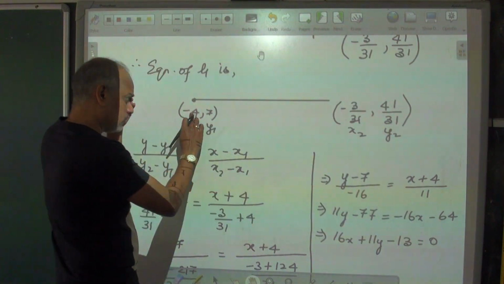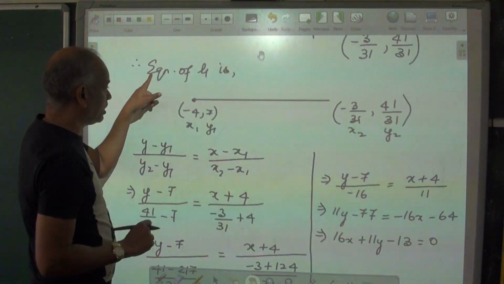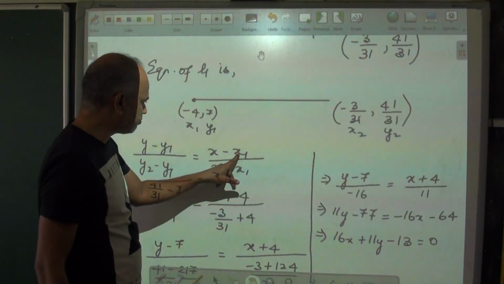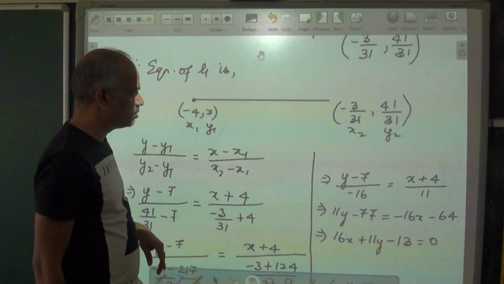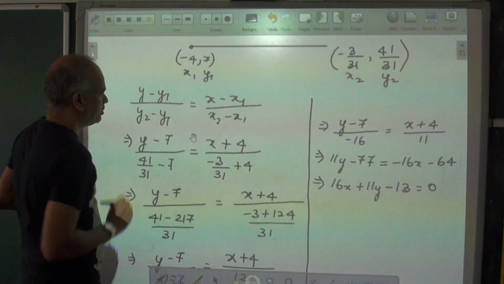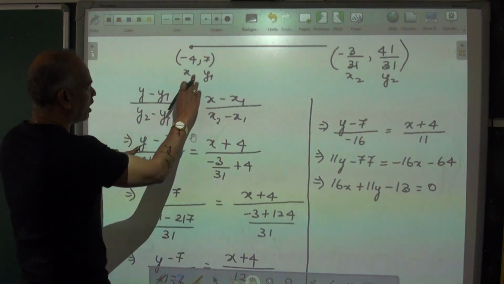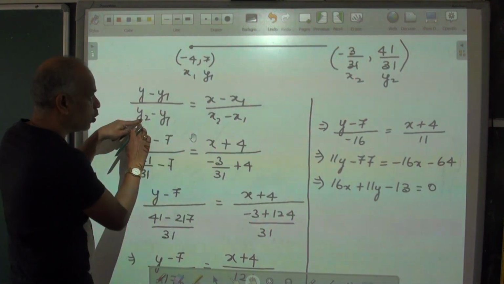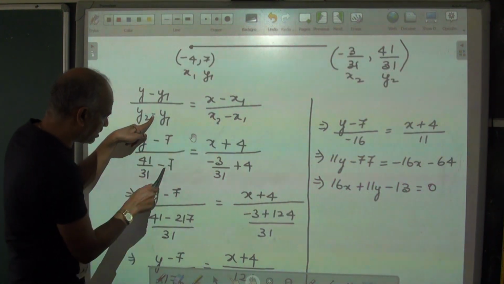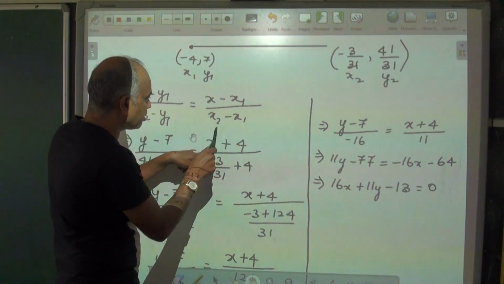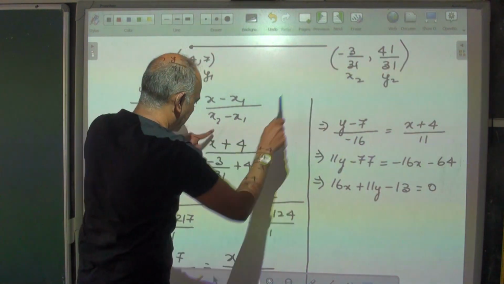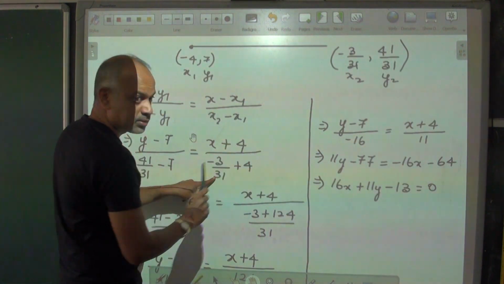Because you know 2 points on the straight line, the equation is given as y minus y1 by y2 minus y1 is equal to x minus x1 by x2 minus x1. Look at these values and substitute. So y remains the same, minus y1, that's minus 7, divided by y2 which is 41 by 31, minus y1 is minus 7, is equal to x remains the same, minus 4, that's plus 4, divided by x2 which is minus 3 by 31, again plus 4.